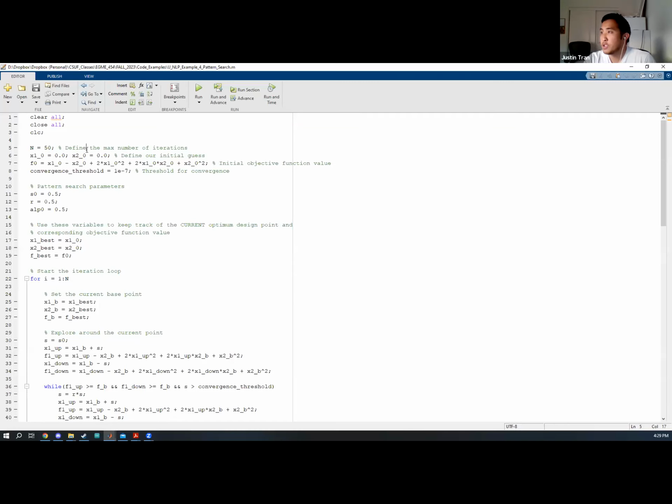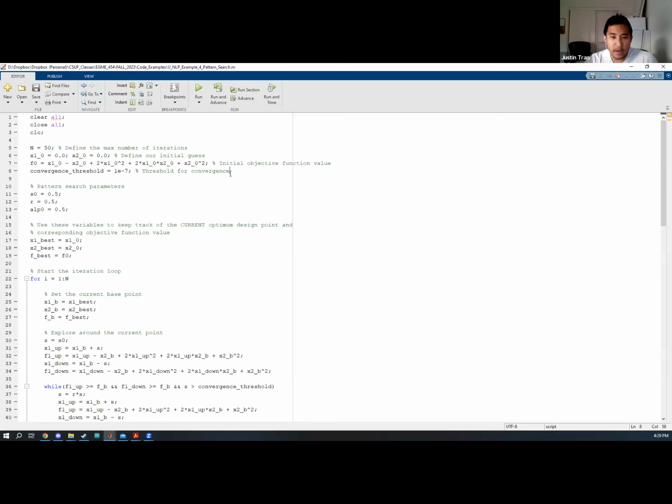Okay, so let's start from the top of the code here. You see that we set n equal to 50. That's going to be the max number of times we're going to iterate. Pattern search is quite efficient if you're running it well for certain problems. If you compare this to other algorithms that we have, like Monte Carlo, this is a lot less. So this is a lot more efficient than Monte Carlo. Just like we normally do in these algorithms, we have to define our starting guess, and then this is going to be our starting function evaluation.